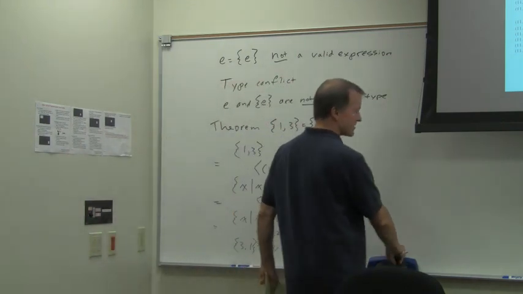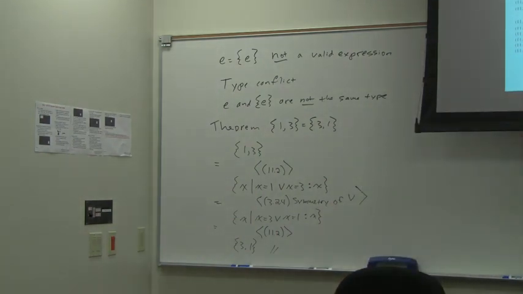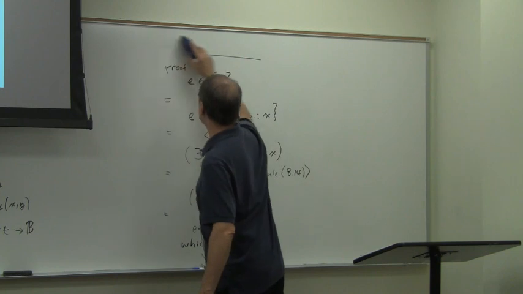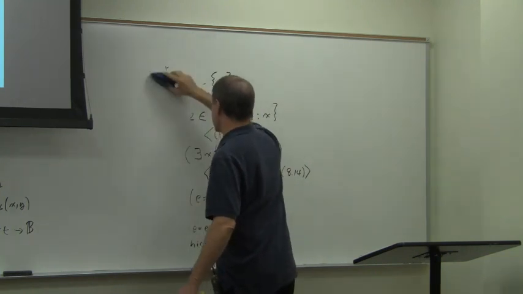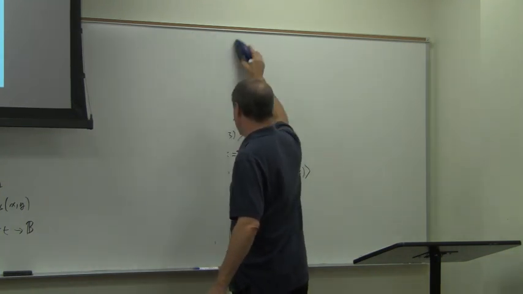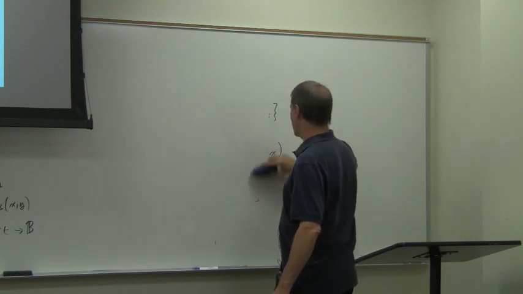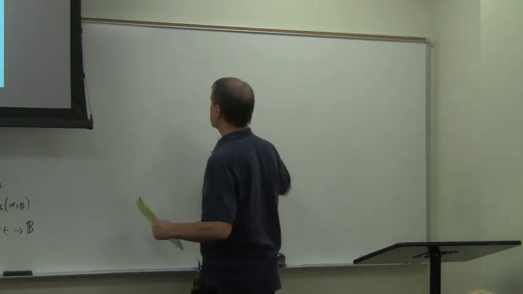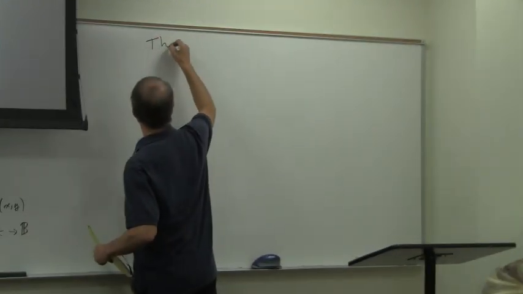So what do you think about this theorem? Does everybody see how that theorem worked? So what does that say about sets in general? That if you enumerate them, you can move them around. Yeah, the order doesn't matter, right? What about this? Do you believe this?